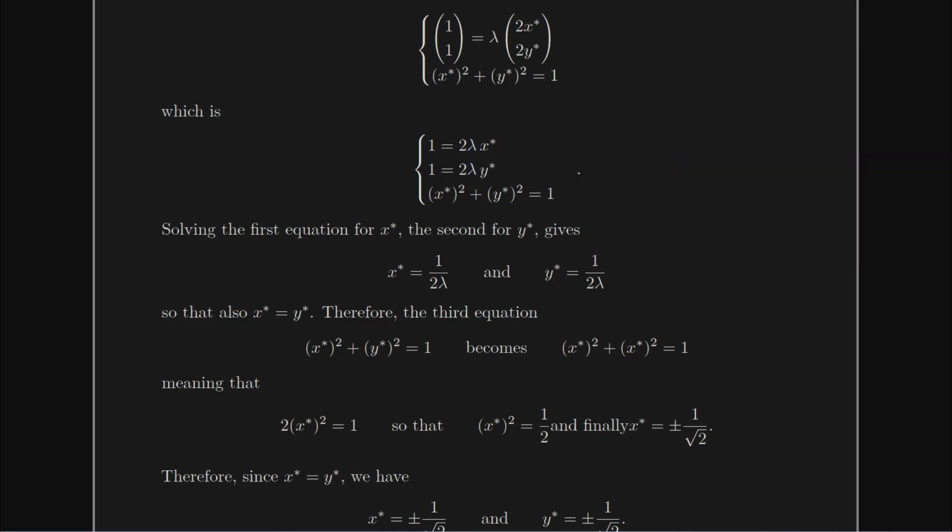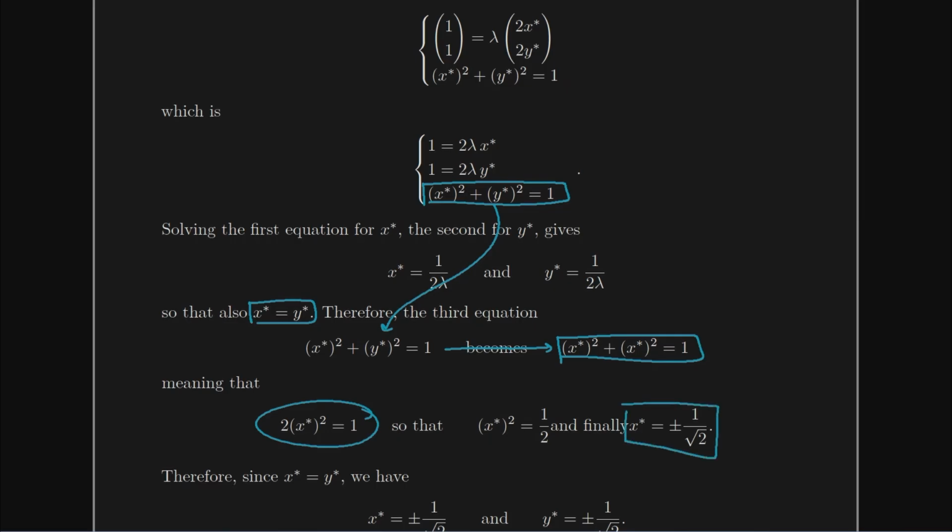What I can do in this case, if I'm going to solve for x star or y star, notice I'll solve each of those first two equations and see that x star is 1 over 2 lambda and y star is 1 over 2 lambda. Or in other words, since 1 over 2 lambda is the same thing as 1 over 2 lambda, we find out that x star is equal to y star. Or if I use this bottom equation and then plug in that x star is equal to y star, we find out that 2 x star squared is equal to 1, or in other words, x star is equal to plus or minus 1 over root 2.